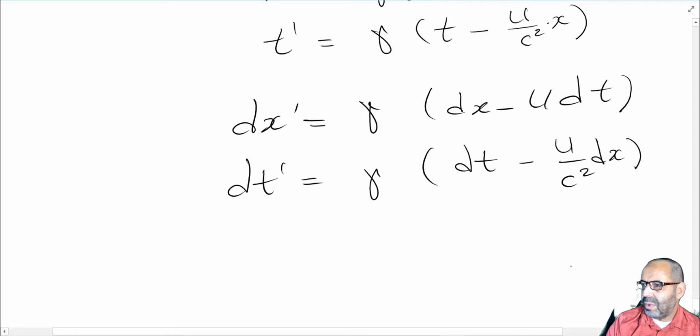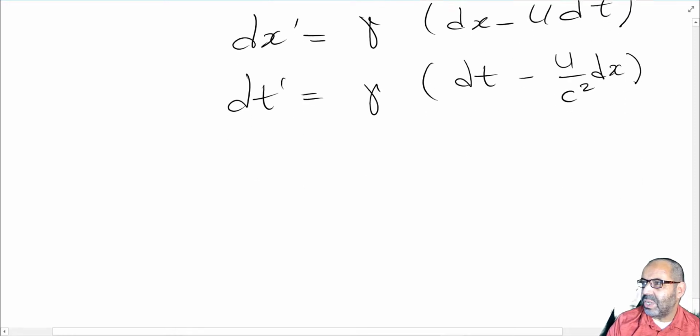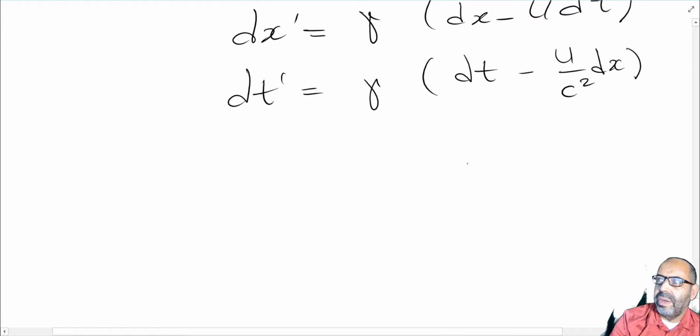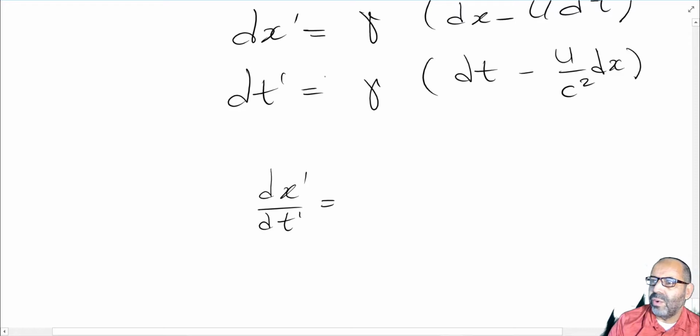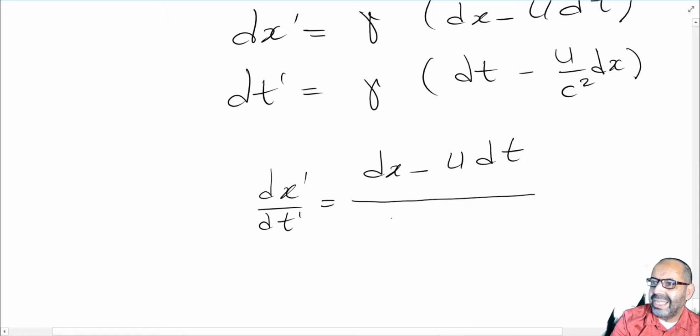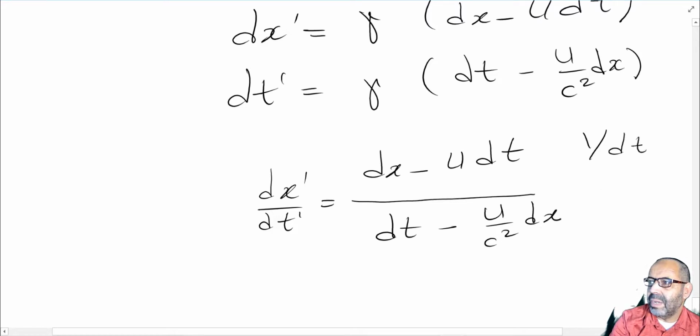What I'm going to do here is find the velocity as measured in the unprimed frame versus that measured in the primed frame. So dx prime over dt prime, the ratio of these two expressions, one over the other. Gamma and gamma cancel. Okay, that's good. So what we're left with is this fraction to deal with, namely dx minus u dt over dt minus u over c squared dx.